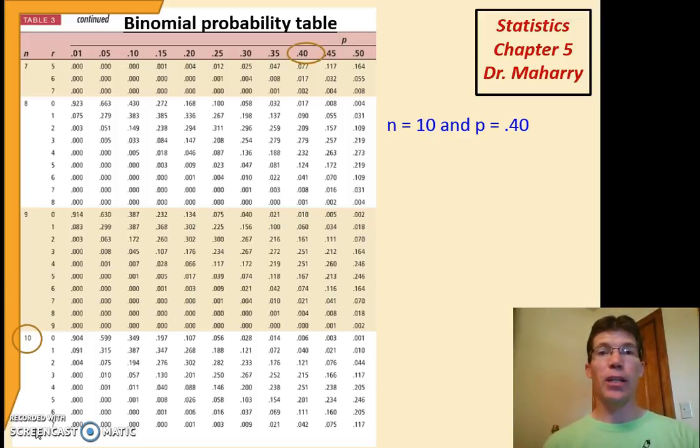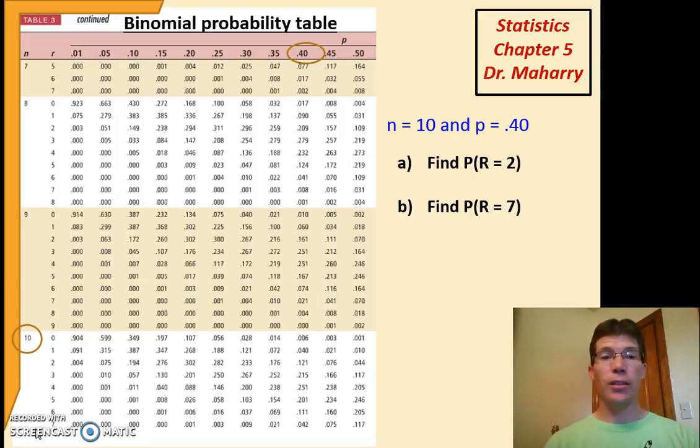So here we look at p equals 0.4 and n equals 10. If I wanted to find the probability r equals 2, I go over to 40%, down to n equals 10, and now I look at r equals 2. Notice across the table for r equals 2 under 40% is 0.121, or about a 12% chance that 2 of 10 men in this group would be wearing glasses. Similarly, if I look at r equals 7 across to 40%, about 0.042. So you can calculate these probabilities without using that formula.